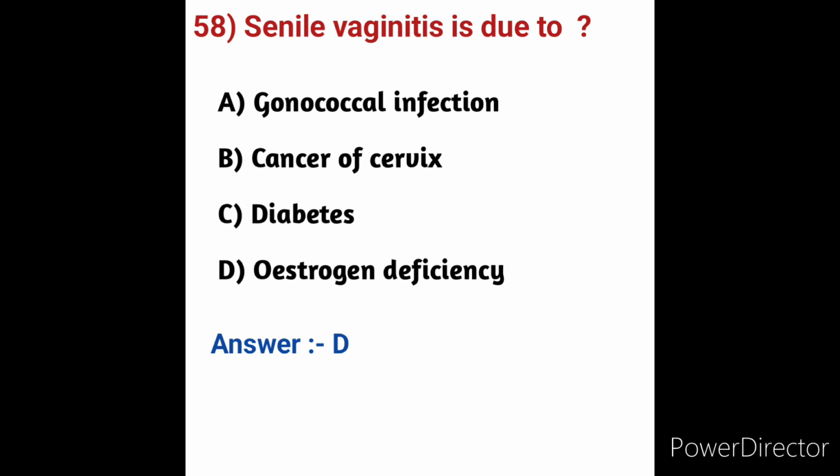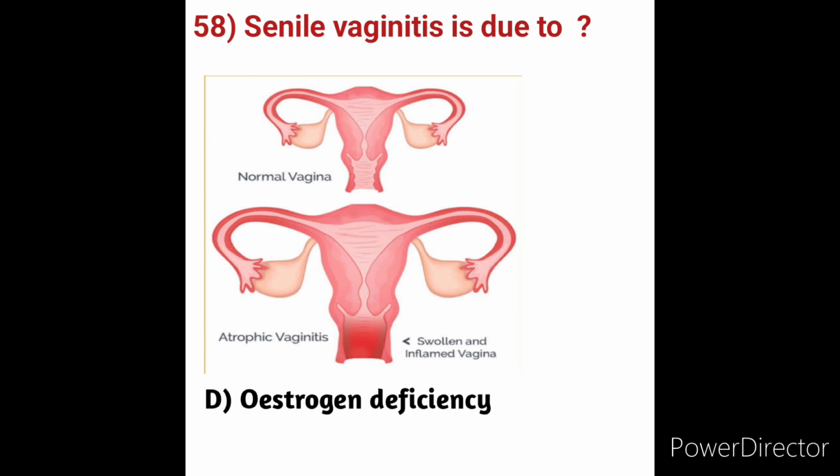Senile vaginitis is due to estrogen deficiency. It is a thinning of the walls of the vagina characterized by decreased estrogen levels in the body. Most commonly we can see it after the menopause, usually between the ages of 40 to 55. Option D is the correct answer. In this picture, the first portion is a normal vagina, and the second picture is atrophic vaginitis, with swelling and inflammation of the vagina due to the deficiency of estrogen.